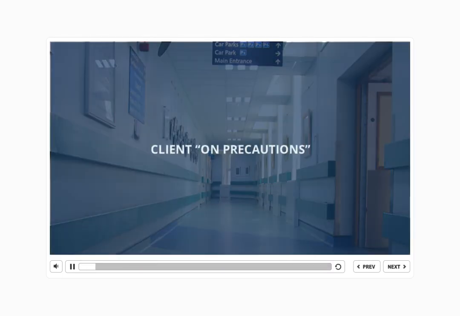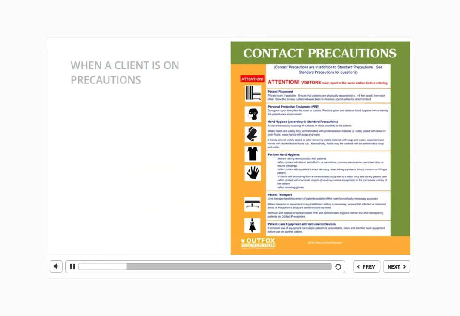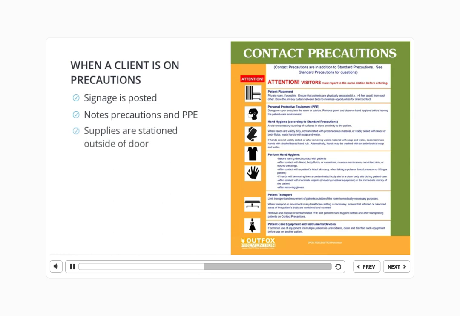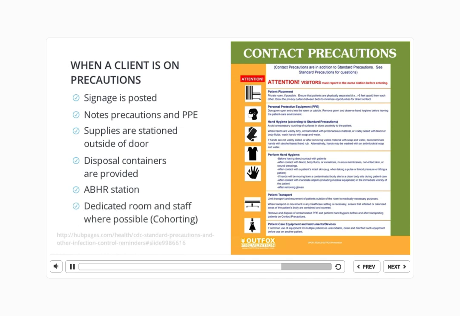Part of an infection prevention and control program is to keep people informed. When additional precautions are needed, your client will have a poster placed outside of the room. They're all a bit different, but they all include the type of precaution and the necessary PPE, personal protective equipment. The client's room will be supplied with all of the equipment you will need, along with disposal containers and a hand hygiene station with alcohol-based hand rub. Where it is possible, the client should have a private room and staff to be dedicated or cohorted in order to minimize traffic, which is a further way to reduce indirect transmission.